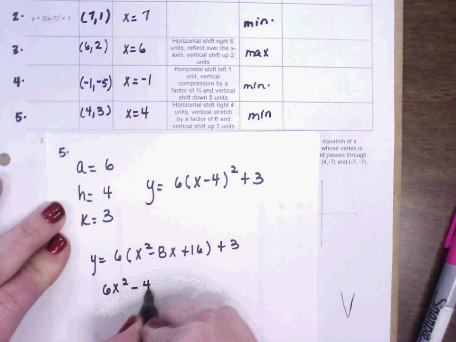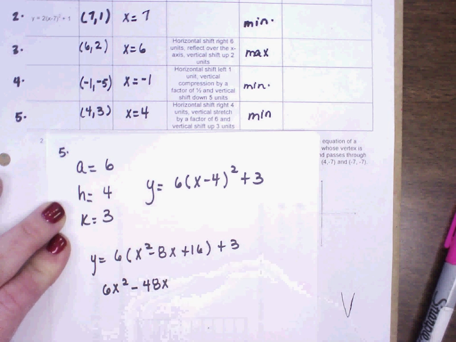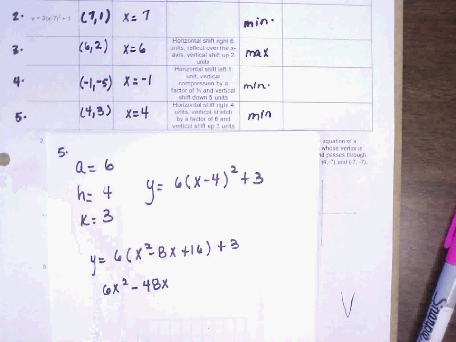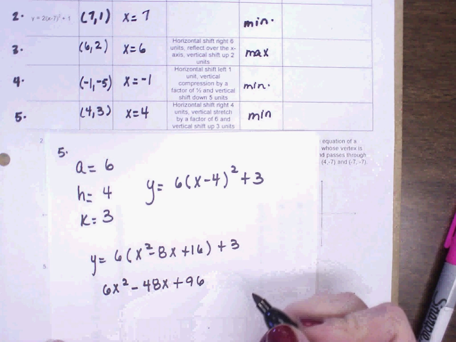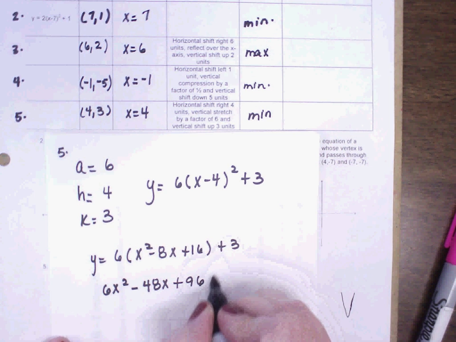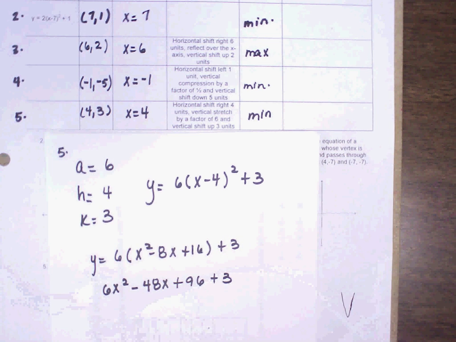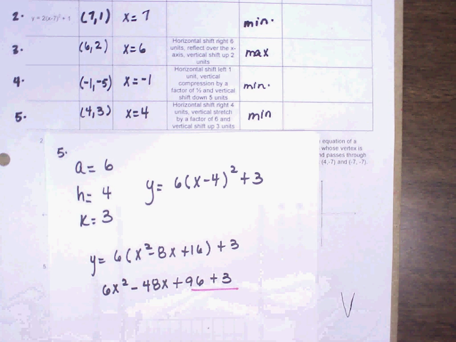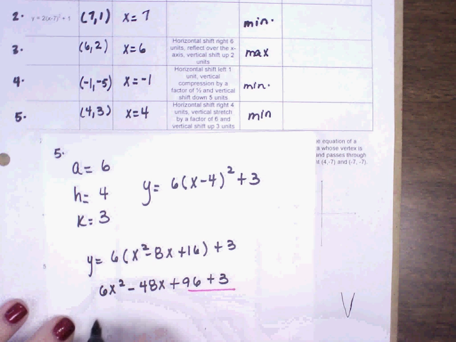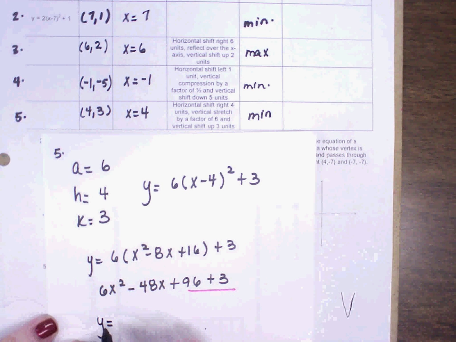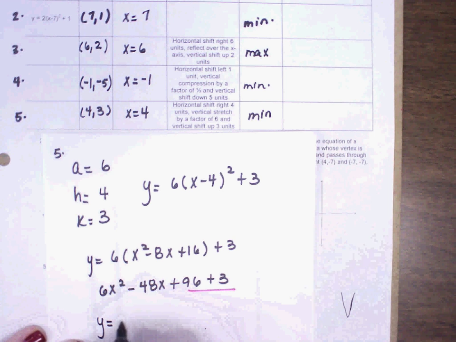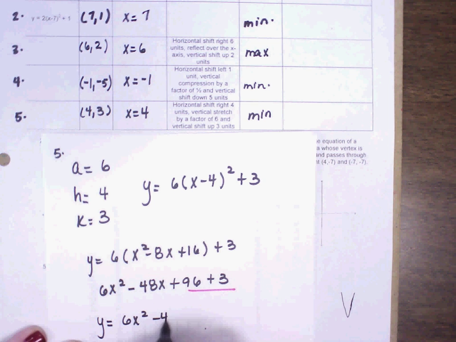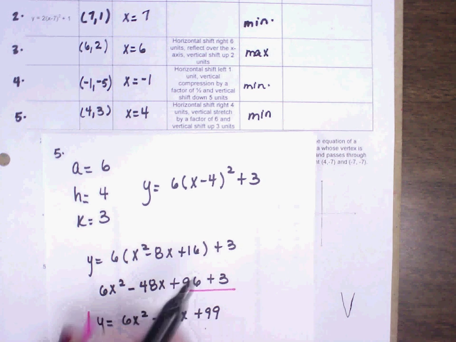All right, so 6x squared. What is 16 times 6? 96? No, it's plus 96. All right, so y equals 6x squared minus 48x plus 99, right?